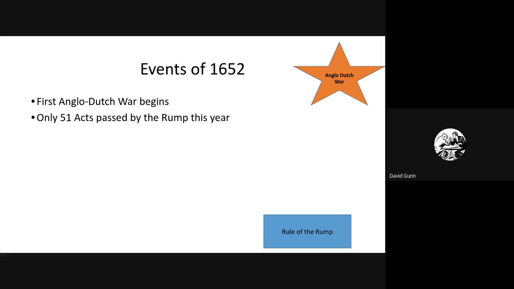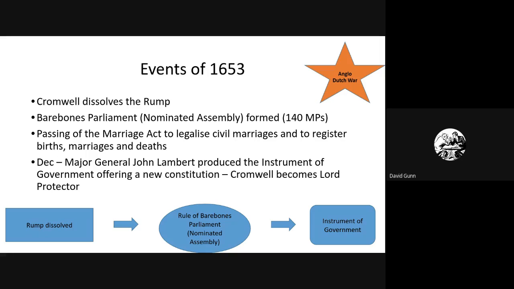1652, not as much going on here, but the Anglo-Dutch War begins, the First Anglo-Dutch War, and there's only 51 acts passed by the rump. So you could say they're becoming kind of less effective as time goes on. Obviously, if you think about war, it costs money, affects trade. That's important.